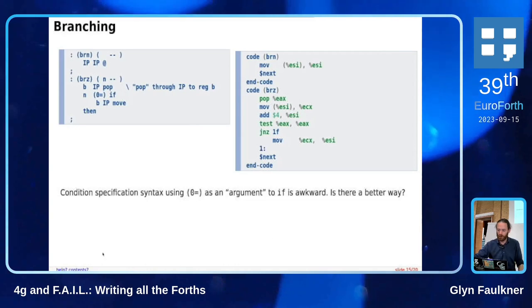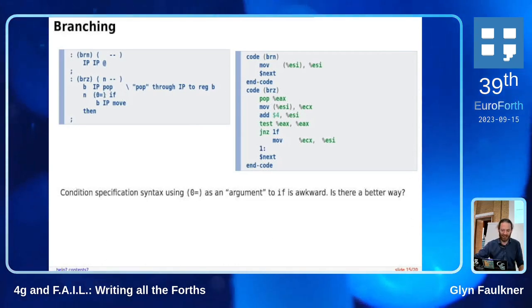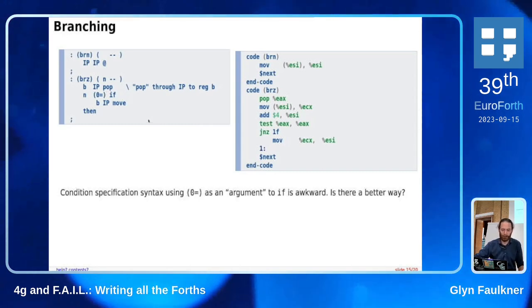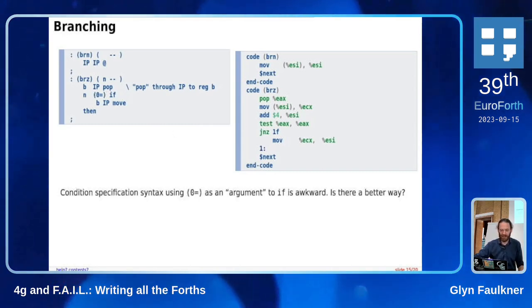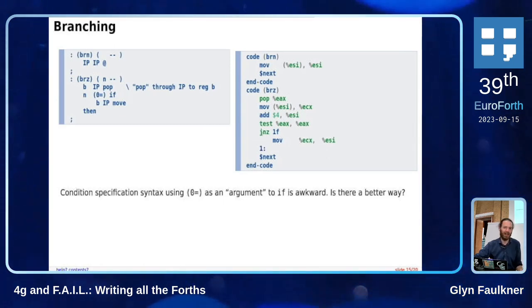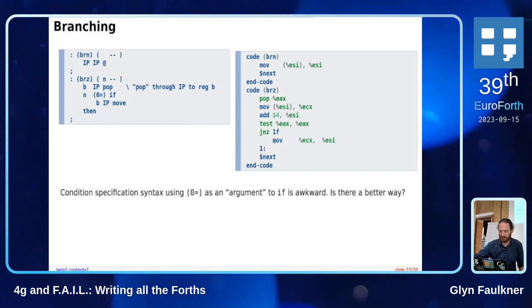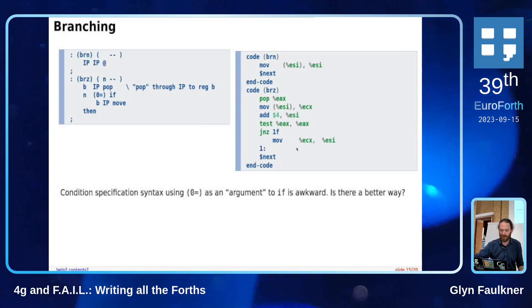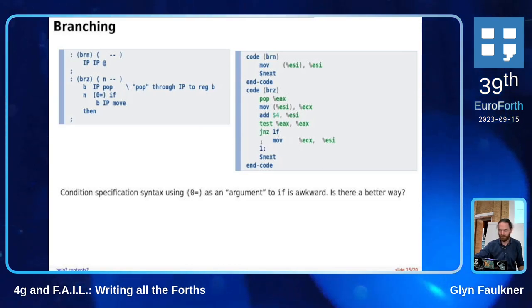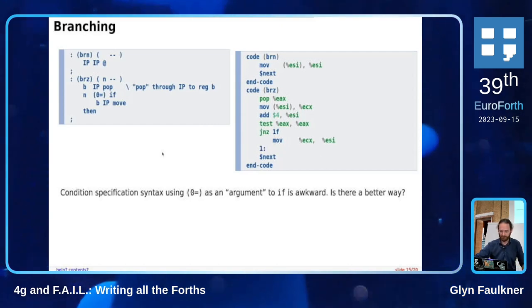So, what you get here from this slightly ugly syntax, with the bracketed equals zero, is a test of a machine register followed by a conditional branch, which in this case skips the move to the instruction pointer.